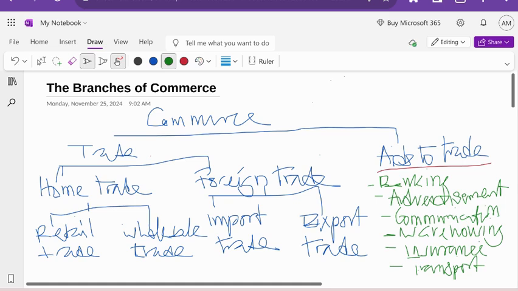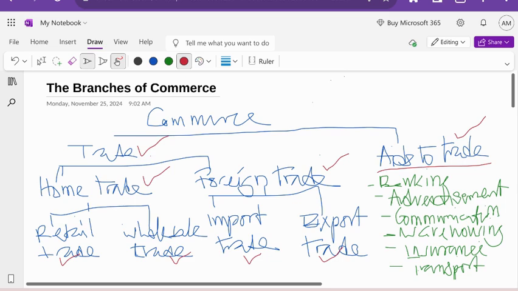So from this diagram, we can see that commerce is divided into two branches. We have trade and then we have aids to trade. We have two types of trade: home trade and foreign trade. We have two types of home trade: retail trade and wholesale trade. And under foreign trade, we have two types, import trade and export trade. And we said there are 6 aids to trade, which are banking, advertisement, communication, warehousing, insurance, and transport.